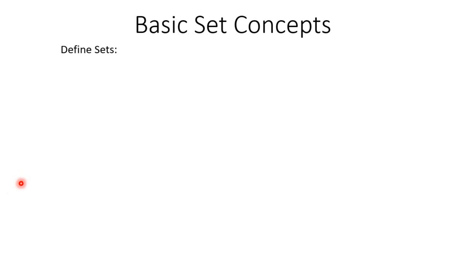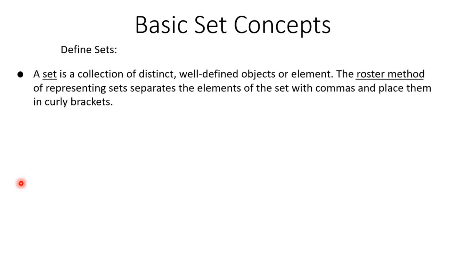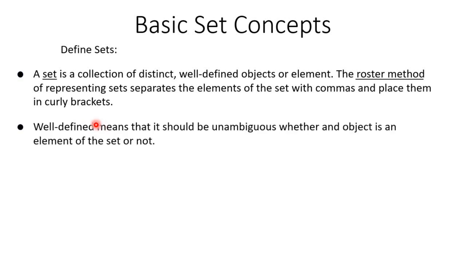Basic set concepts. Define sets. A set is a collection of distinct, well-defined objects or elements. The roster method of representing sets separates the elements of the set with commas and places them in curly brackets. Well-defined means that it should be unambiguous whether an object is an element of a set or not.